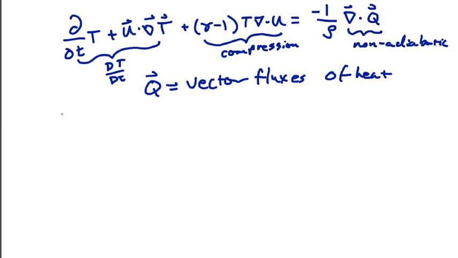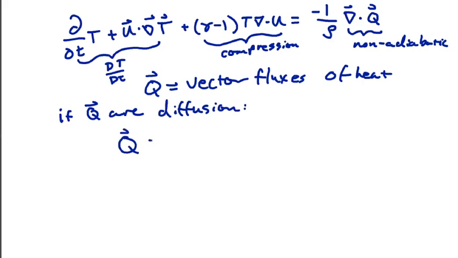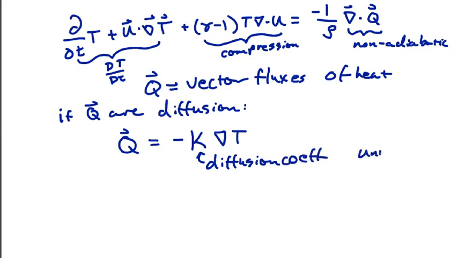If we want to consider the simplest form of non-adiabaticity, if the fluxes are entirely from diffusion, if Q are diffusion of heat alone, then we typically adopt a Newtonian model of cooling, essentially, Q, the flux of heat, is given by negative K times grad T. And this is a heat diffusion coefficient, and it has units of mass per length per time.